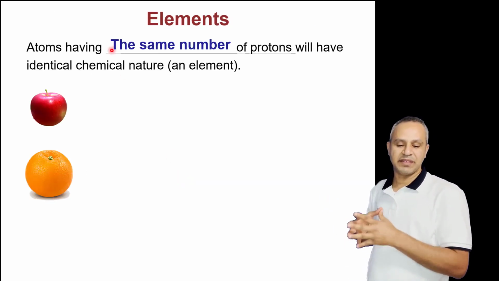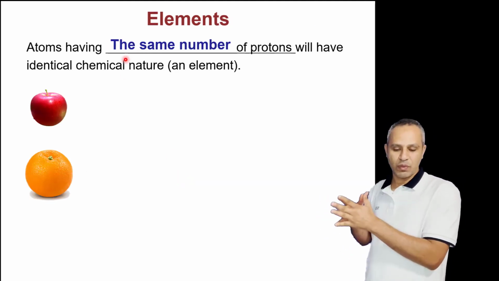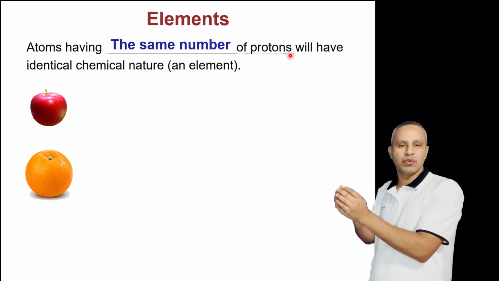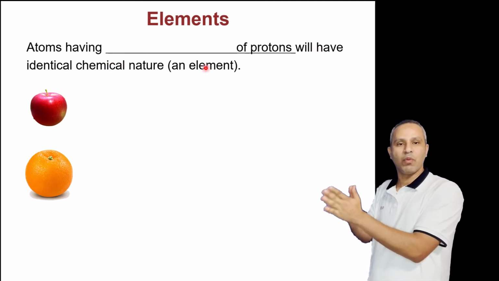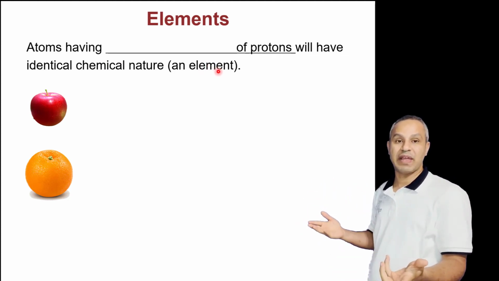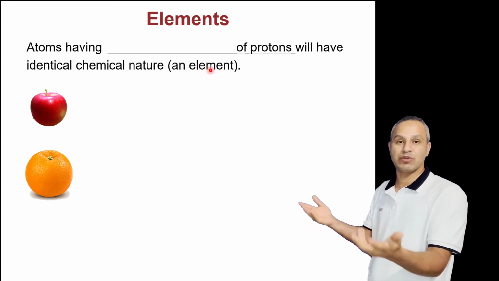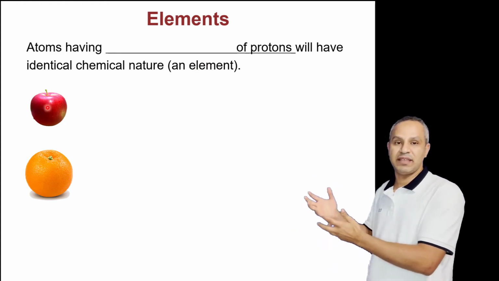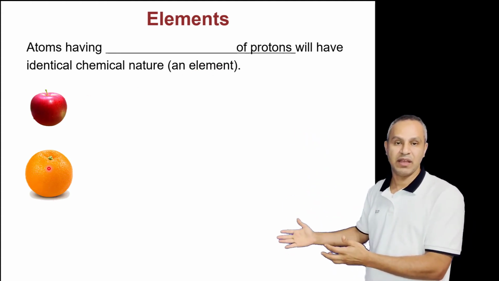Atoms having the same number of protons will have the same chemical identity or the same chemical nature and form one element. The number of protons here is like the DNA of the atom, so it determines what type of element this atom belongs to. It's the same thing as the DNA that determines an apple versus an orange.